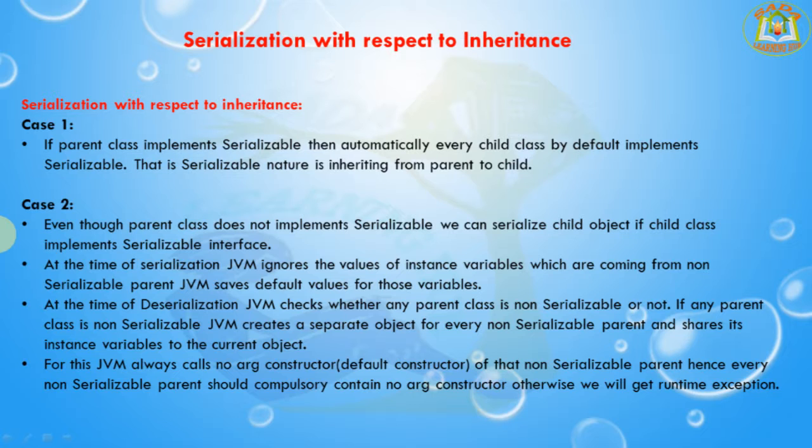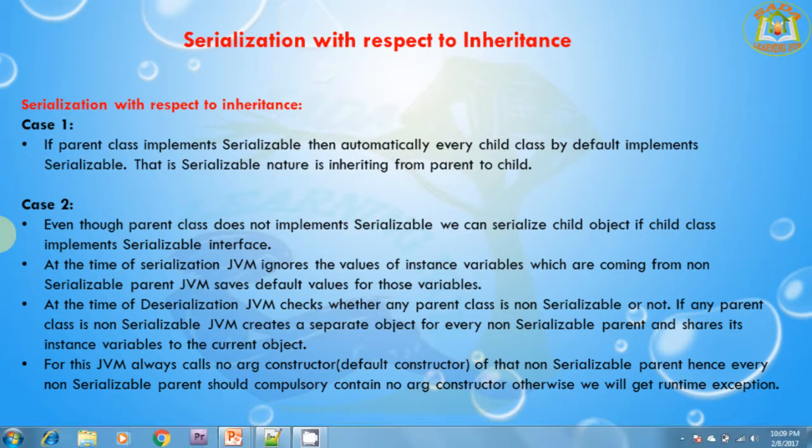At the time of deserialization, JVM checks whether any parent class is non-serializable or not. If any parent class is non-serializable, JVM creates a separate object for every non-serializable parent and shares its instance variables to the current object. For this, JVM always calls the no-argument constructor, meaning the default constructor of the non-serializable parent. Hence, every non-serializable parent should compulsorily contain a no-argument constructor, otherwise we will get a runtime exception. Now, in this case, the parent is not serializable and the child is serializable. Whenever we are serializing the child object, the parent values are neglected, like transient variables.